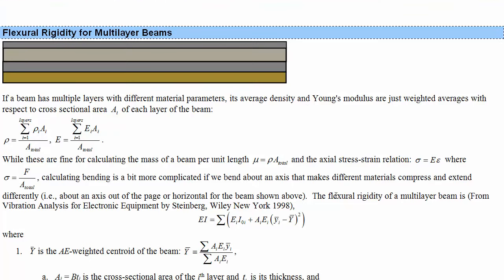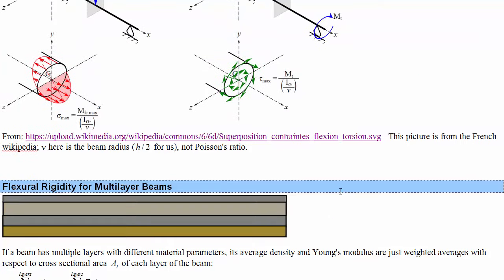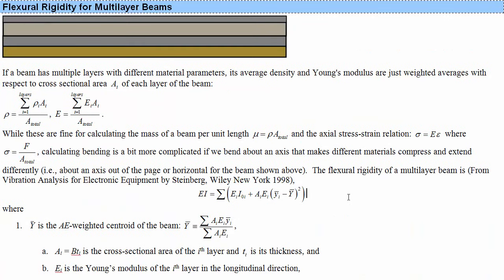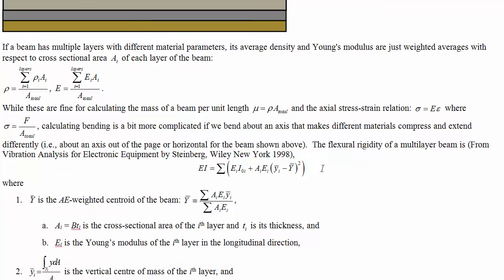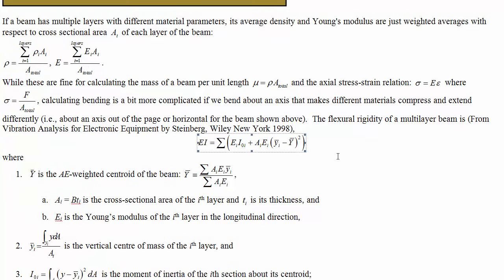But the calculations for flexure are a little bit more complicated. One quick way to calculate the new flexural rigidity of the beam is by using the parallel axis theorem and this formula here, where now the centroid is located at something similar to the previous centroid, except now we're weighting all of the layers by their Young's moduli.